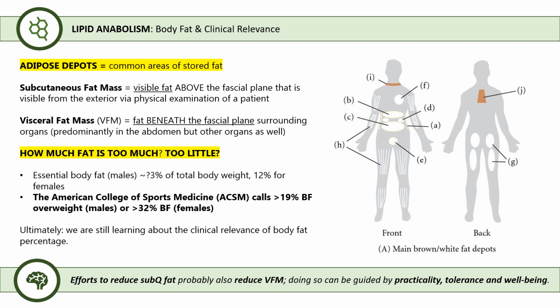This optimal range of body fat percentage is not well elucidated. At the moment, the American College of Sports Medicine calls greater than 19% body fat overweight for males and greater than 32% body fat percentage for females overweight. Perhaps essential body fat being 3% of total body weight for males and 12% for females.